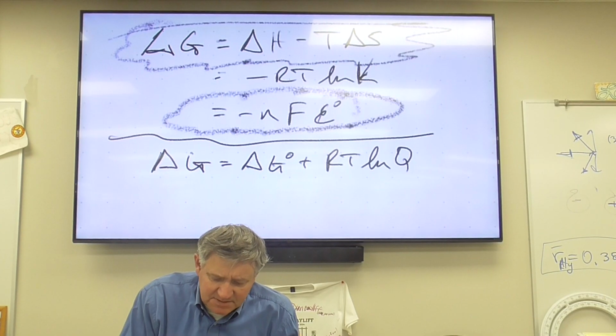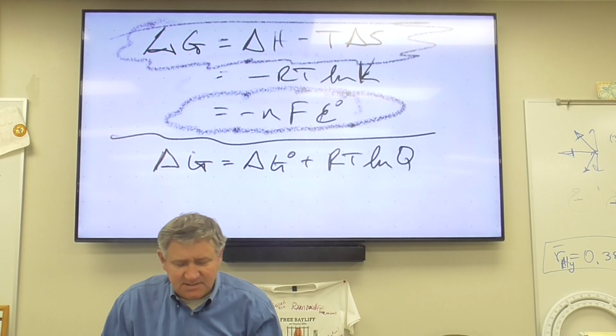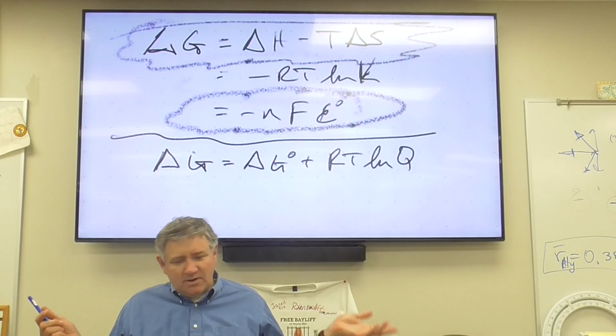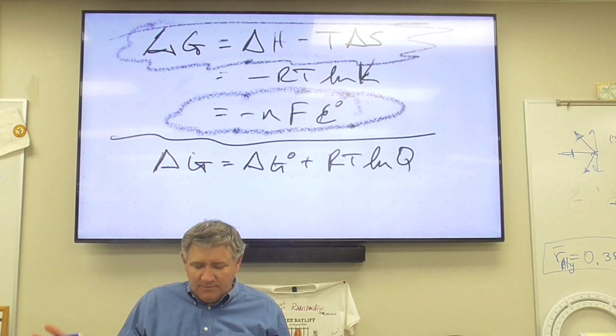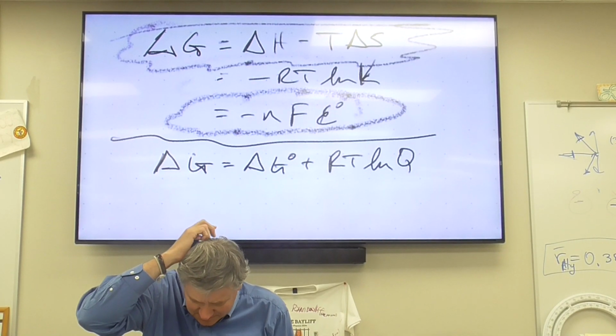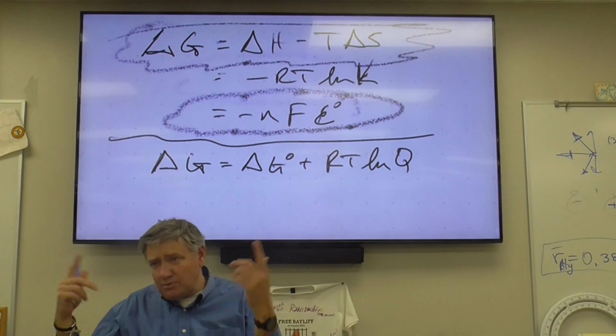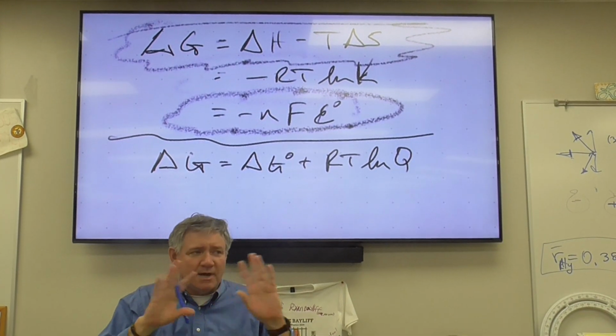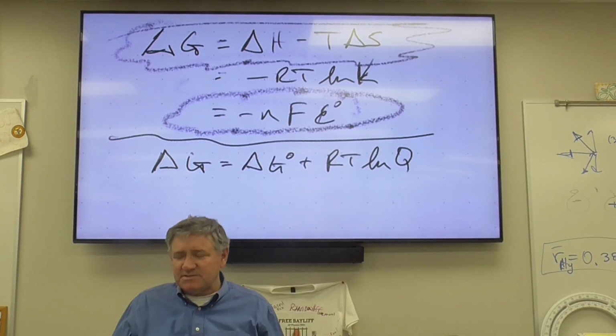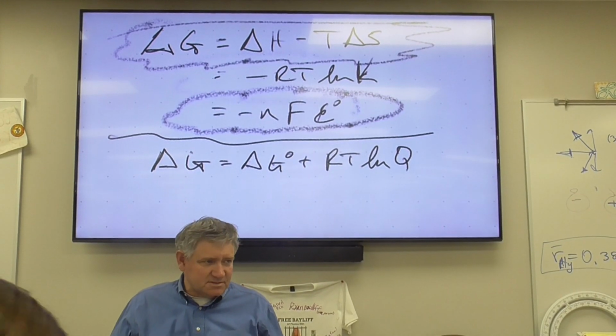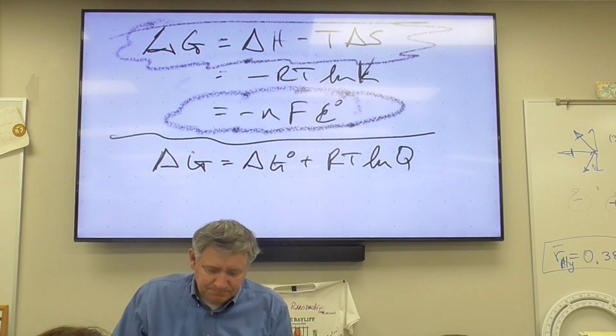So the odd one that's kind of lurking out there is this random one, which is negative RT times the natural log of K, okay? Which kind of doesn't make any sense. But I'm going to show you where that comes from. No, I'm not going to expect you to derive this equation. I'm just showing you the origin of it.